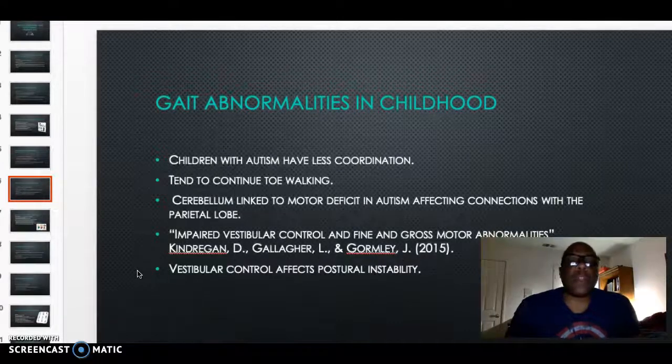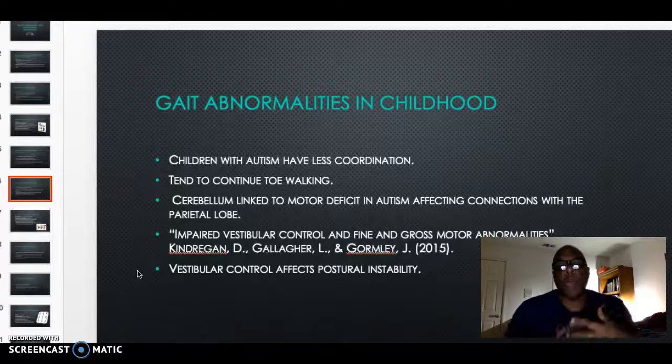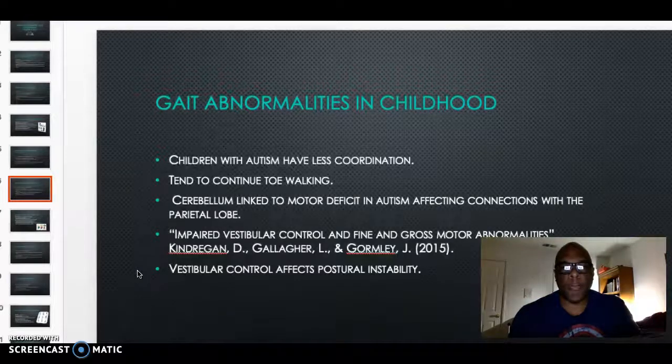Gait abnormalities in childhood. Children with autism have less coordination and tend to do a lot of toe walking. The cerebellum is linked to the motor deficit in autism, affecting connections with the parietal lobe. There is impaired vestibular control and fine motor and gross motor abnormalities. This also affects their posture and causes instability, therefore affecting their ability to walk properly early on.